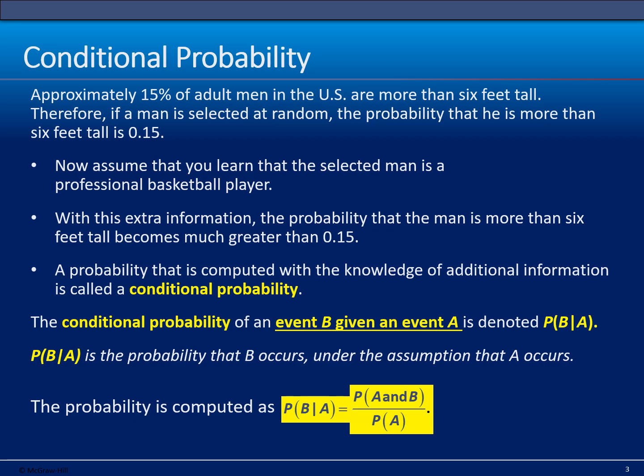The way we compute this probability is it's the quotient of the probability of A and B, so that your event includes both, divided by the probability of A. So in this case, we would say the probability that the man is taller than 6 foot and a basketball player, divided by the probability of being a basketball player.